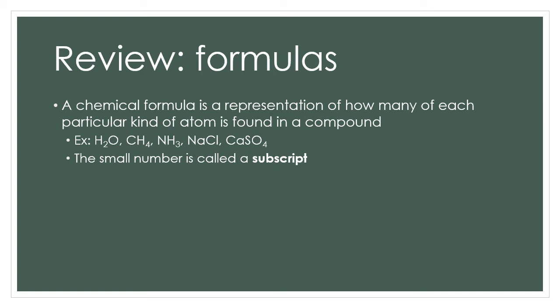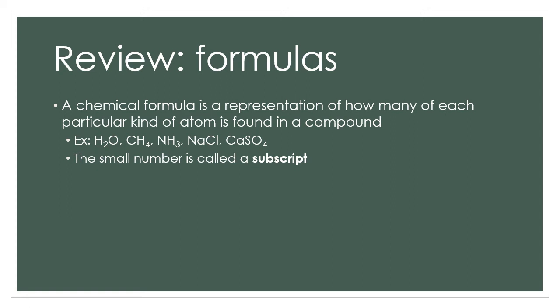Let's do a little bit of how we express chemical reactions. A review of chemical formulas, which we haven't seen for a little while. Chemical formulas are a representation of what is present in a compound, specifically by representing how many of each kind of atom is found in it. There are many different compounds that we have looked at. For example, H2O, CH4, NH3, NaCl, and CaSO4.